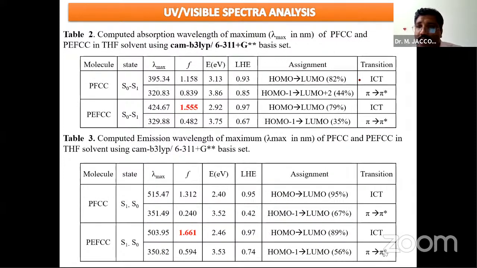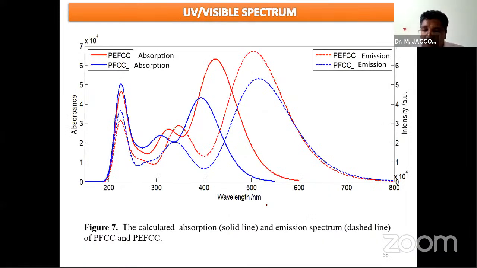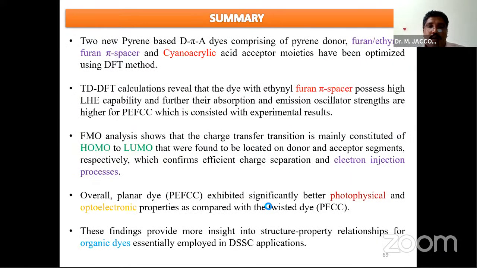These are all the observed experimental data, where we have located pi to pi star as well as the ICT. So this is where we computed all kind of information. We can see here there is an enhanced oscillator strength upon substituting the alkynyl bridge. Okay, so oscillator strength is increased, that means ultimately the photophysical properties of the particular PFCC molecule are increased. These are all the computed spectra, whichever is present in the table.